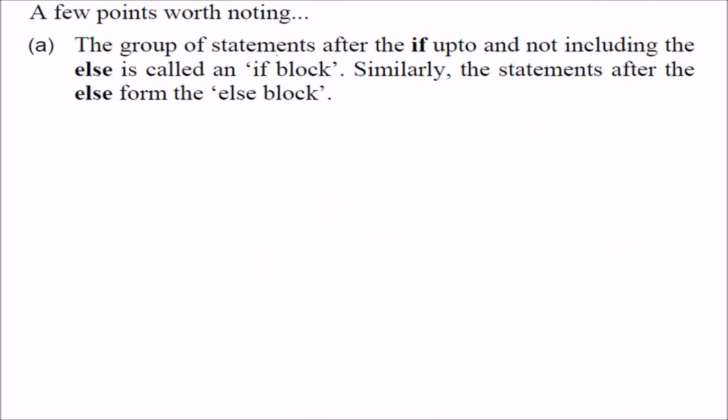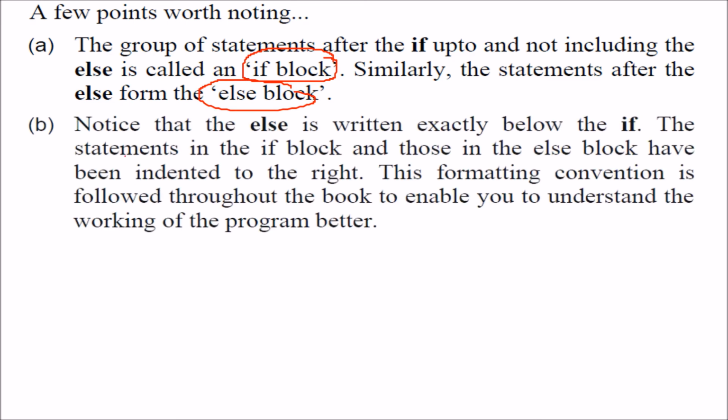So there are certain points. The group of statements after if, up to and not including else, is called the if block, and the statements after the else form the else block. So in the if else construct, we have an if block and we have an else block. You also see that else is written exactly below if. This is indentation, a formatting, because you can have multiple if else inside if else's. So the indentation or the formatting has to be very clear.